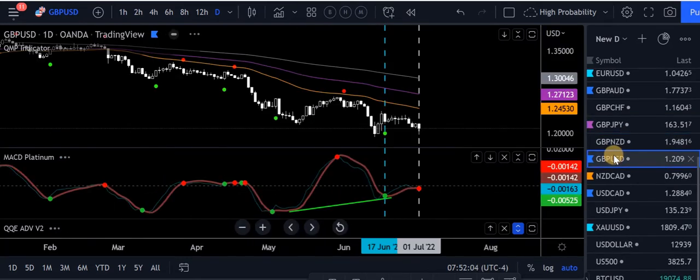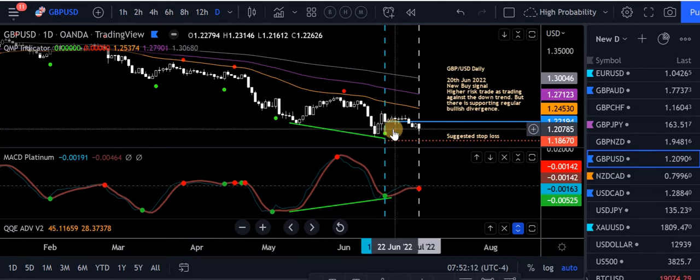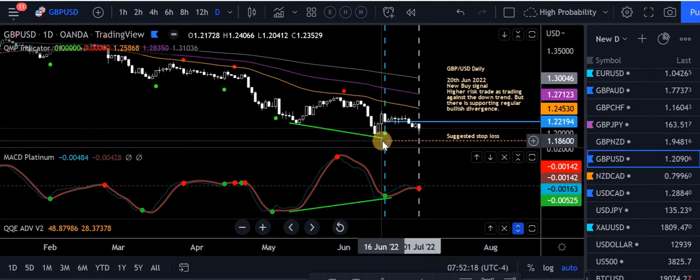Pound USD, I think we're in a buy here, going nowhere fast. This pound USD, the Euro USD, and the Aussie USD. Obviously, there's some correlation there. They all involve the USD. It's going nowhere. My stop's here.